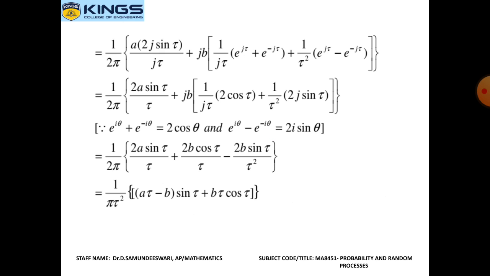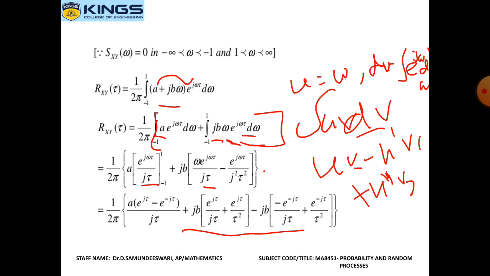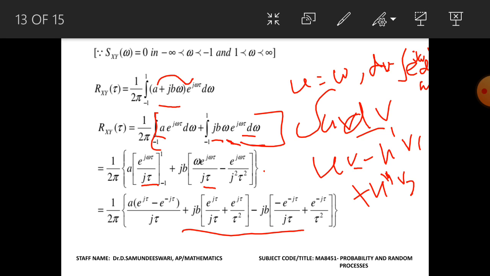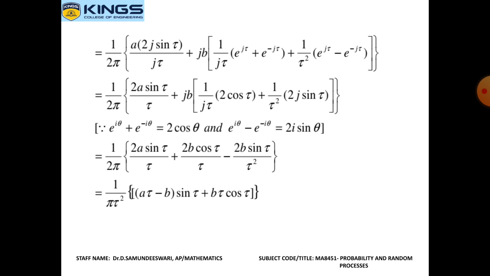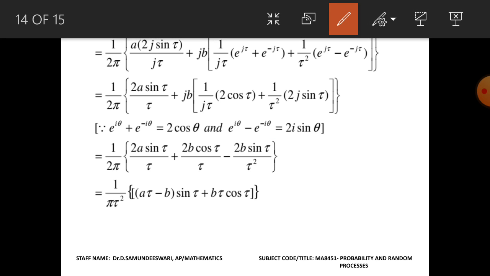Next, simplifying this equation, in the previous one it is e power j omega tau minus e power minus j omega tau. What is e power i theta minus e power minus i theta by 2i? It is sin theta. Using that result here, 2j of sin tau divided by j tau. Because 2j is missing, if you cross multiply, it is 2j of sin tau by j tau. Here also, substituting the limit minus 1 to plus 1, I am getting this result.